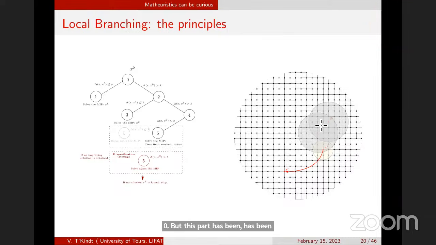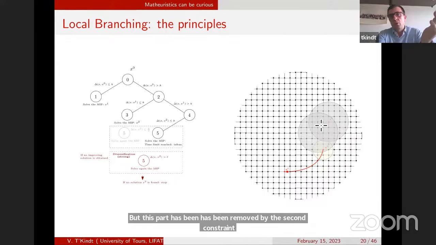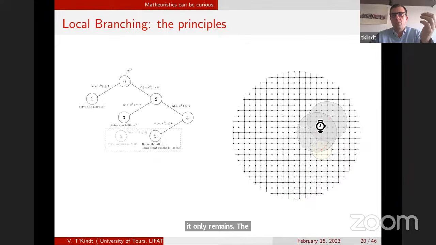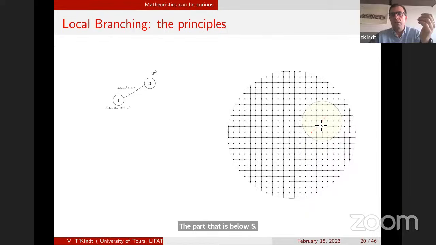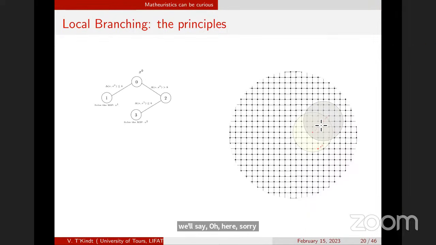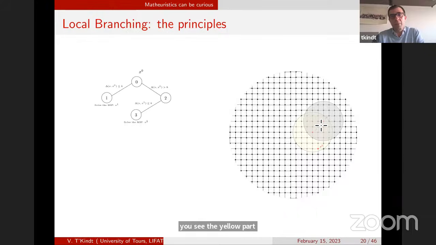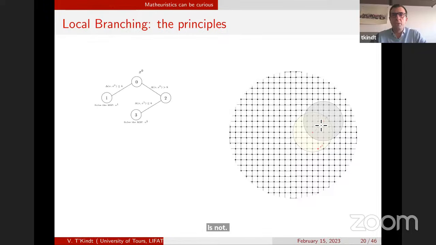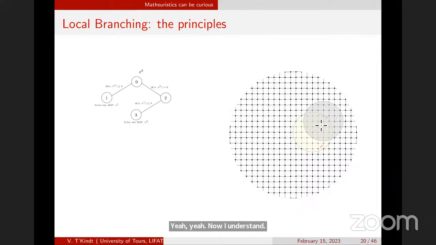I see. And so it only remains the part that is below S1. You see the yellow part here? The yellow part is the search space that remains after having set the constraint that you are further than k from x0 and you are closer than k from x1. So the overlap of the circles is actually not considered. It's excluded by the constraint from x0. Now I understand. Thank you very much, and very interesting talk. Thank you.